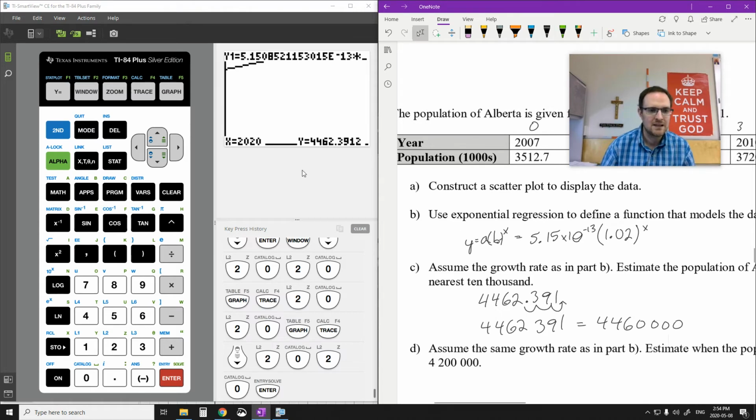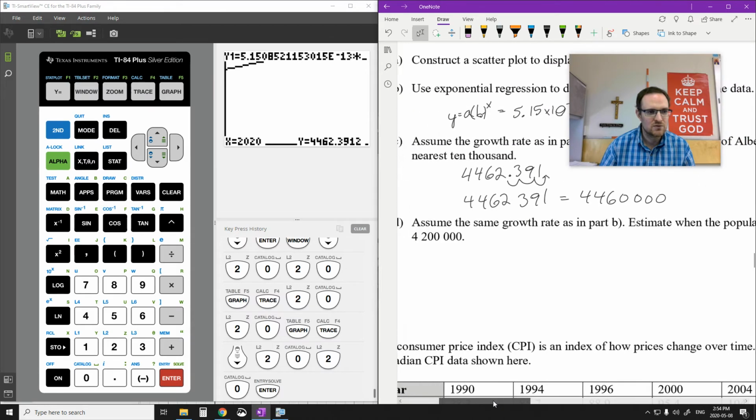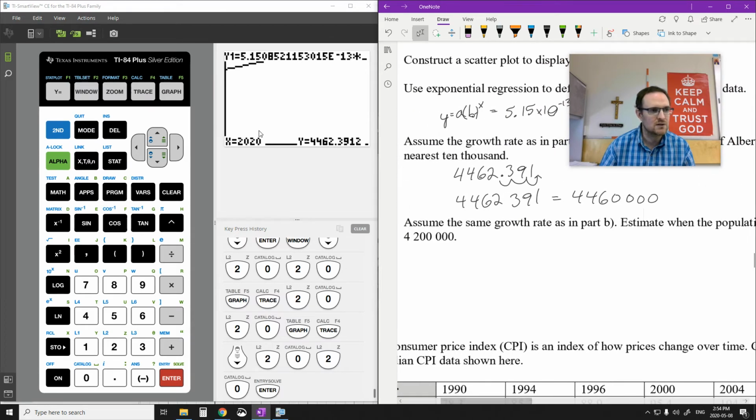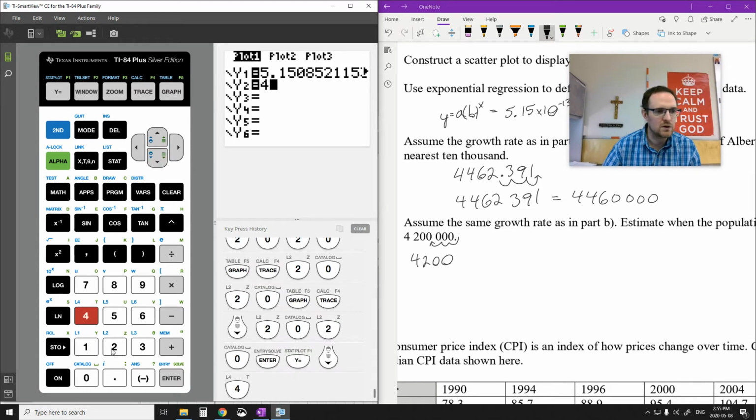All right. When will the population reach 4,200,000? Well, if I get rid of a bunch of zeros, because remember everything's in the thousands here, I'm going to get rid of my zeros here. So I'm going to use 4,200 instead as my number. So I want to know when y is equal to 4,200. So I'm going to go y is equal to put 4,200 in my calculator.